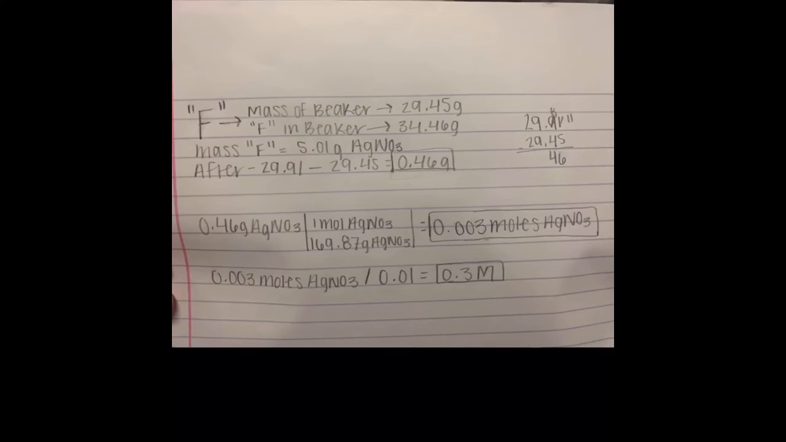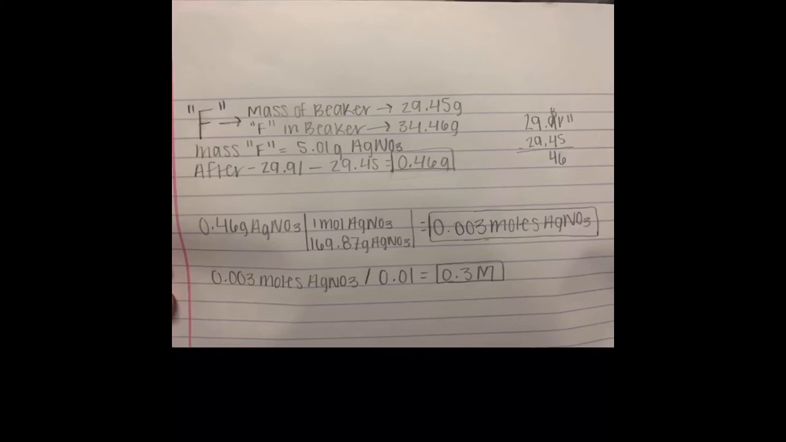Then after we used our hot plate, we subtracted the mass of it before the hot plate and after. So we did 29.91 minus 29.45, which equals 0.46 grams. And this was our given for our equation. So then we used our mole island to convert the grams into moles. And that got us 0.003 moles of AgNO3.